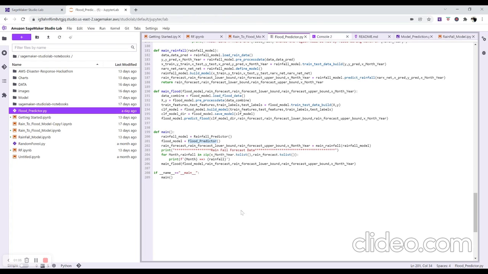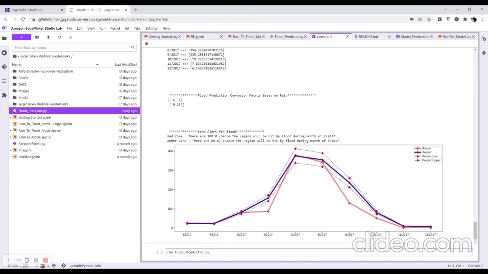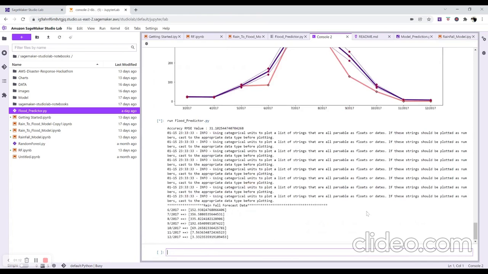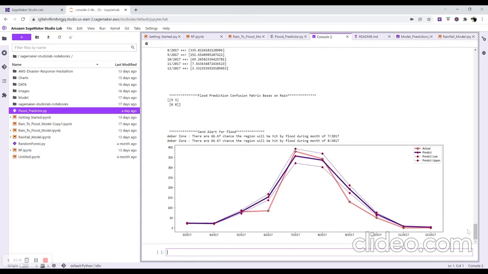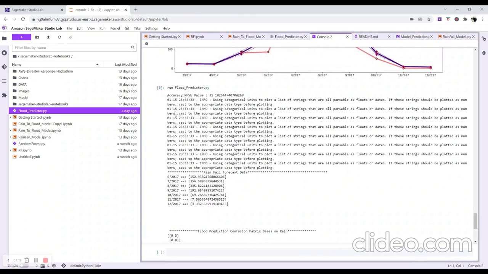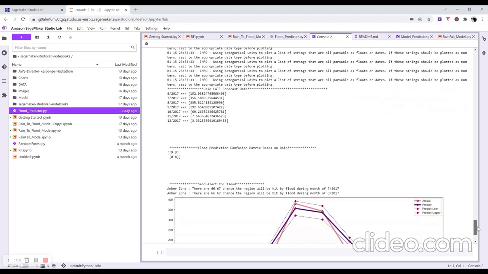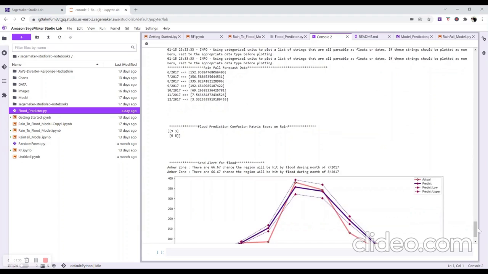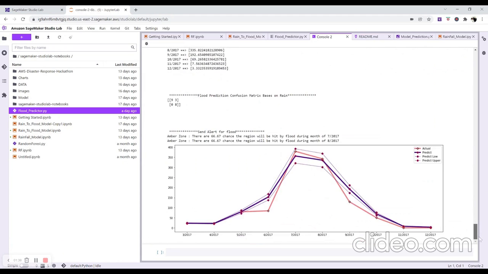So moving to the demo part, if I go to my demo and try to run the flood predictor, yes, over here you can see the root mean square error value, which gives the accuracy basically. It shows the error in the range of 31, which is pretty good considering the values are in the range of 335 to 340. The way this forecasting works is that for the first 3 data points, it uses the actual values, and then it starts predicting the future values. Over here you can see it's predicted.